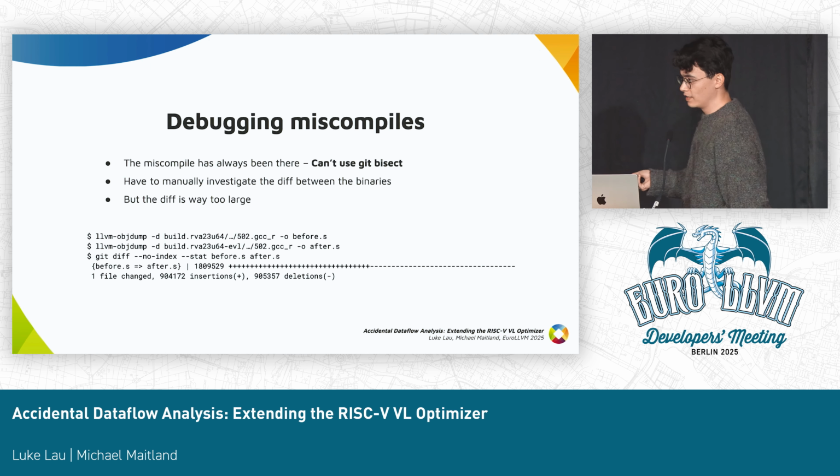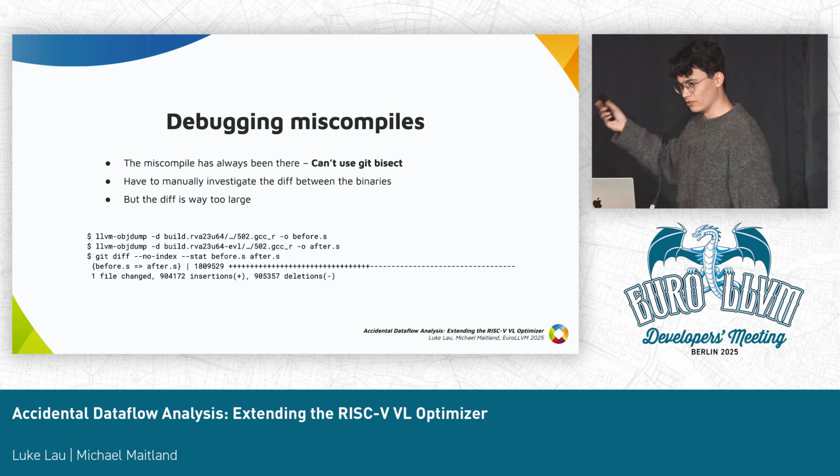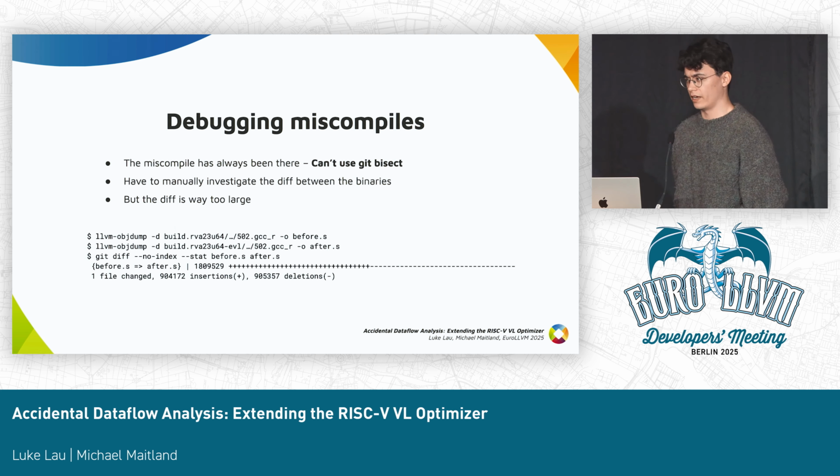And unfortunately, this is a miscompile in a new feature. I'm a pretty lazy developer, and usually whenever I see a miscompile, I just write a script and chuck it into git bisect. But you can't do that here because this miscompile has been here since day one, since that patch landed. So really the only technique you have is to stare at the binaries and try to figure out what went wrong. But this was a miscompile in GCC. There's like, what is that, 90,000 deletions, 90,000 insertions? There's no way I'm going to be able to figure out what that is.